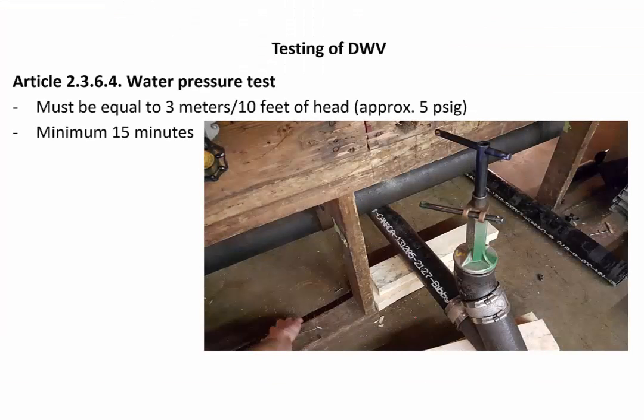Water pressure tests must be equivalent to 3 meters of head or 10 feet of head, which gives a static pressure of approximately 5 psi to the lower parts of the system. And the minimum duration of the test is 15 minutes.